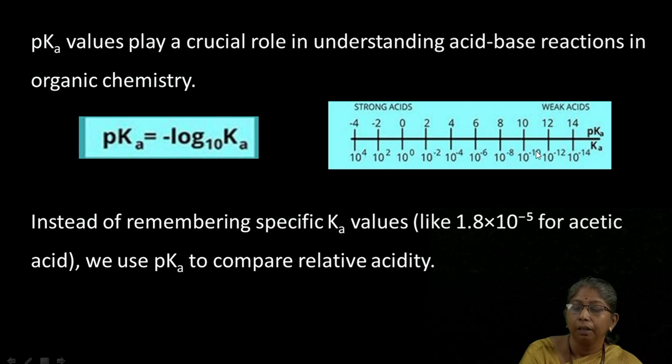Why are we using the pKa value instead of the Ka value? In the case of acetic acid, the Ka value, which shows the acidity constant, is 1.8 times 10 to the power minus 5. But we can easily remember that its pKa value is 4.8. We simply have to find the anti-logarithm. So it is very easy to remember the pKa value than the Ka values. Usually, organic acids and bases are represented by their pKa values.